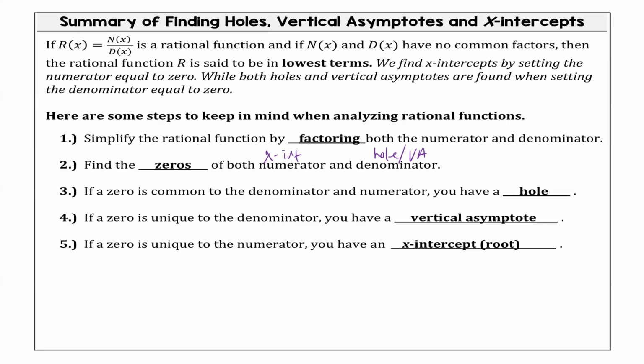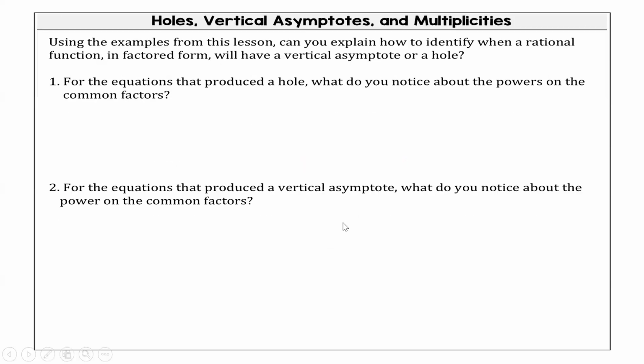Okay. The next part is you answering in your own words a summary about what you figured out. So using examples from this lesson, the previous lesson, A and B, you can explain the following. So for equations that produce a hole, what do you notice about the powers on the common factors? We already talked about it. Just gotta make sure you really understood and talked about it. And then the second question is, for the equation that produced a vertical asymptote, what do you notice about the power on the common factors?